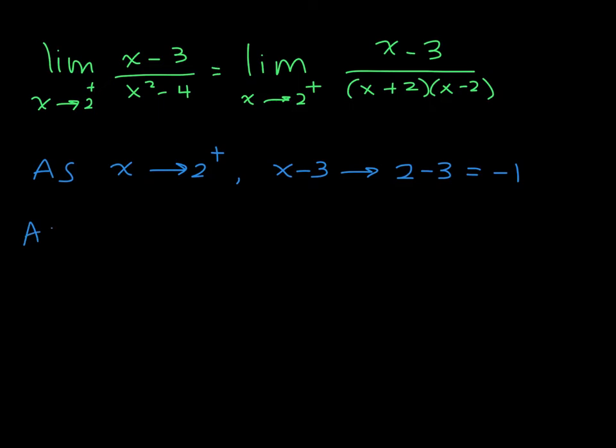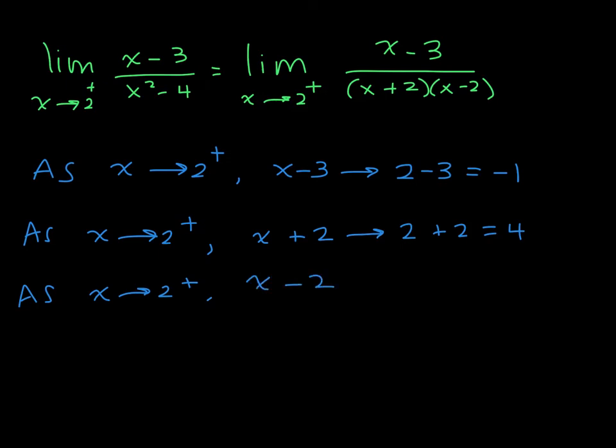As x values approach 2 from the right, let's consider what the denominator is becoming. As x approaches 2 from the right, this factor here, x plus 2, is approaching 2 plus 2, which is 4. That's the denominator. Finally, as x approaches 2 from the right, this factor here we know is approaching 0.